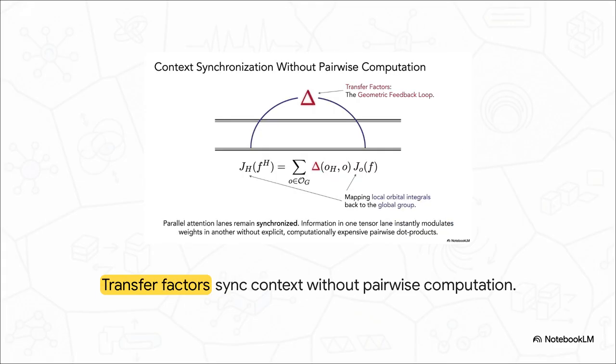But you might be wondering, how do these separate subblocks actually stay coherent? Well, to keep these parallel lanes in perfect sync, look at the delta symbol there, the transfer factors. They act as a geometric feedback loop. They instantly modulate weights across the tensor lanes without relying on explicit, computationally expensive pairwise dot products. Information in one single tensor lane seamlessly maps right back to the global group.